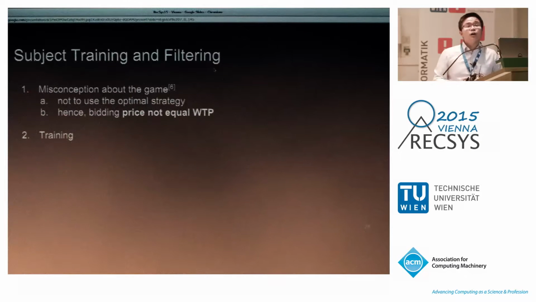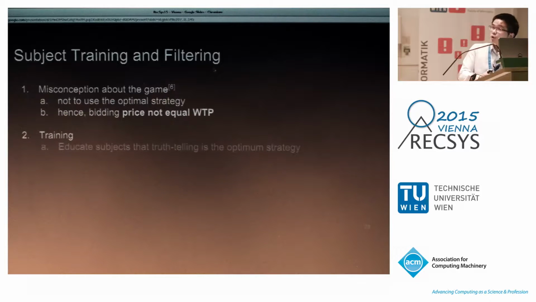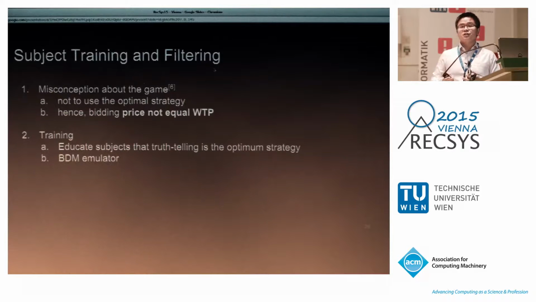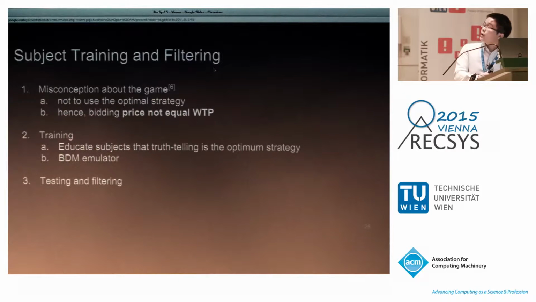So in order to avoid this issue in our experiment, we run some training for the subjects. We explicitly tell the subject that their best bidding strategy is truth telling. We also provide a BDM emulator that allows users to tinker with different bidding prices and see the outcome, so they get a general idea of how this works. And we run some testing questions to make sure the subject understands what's going on.